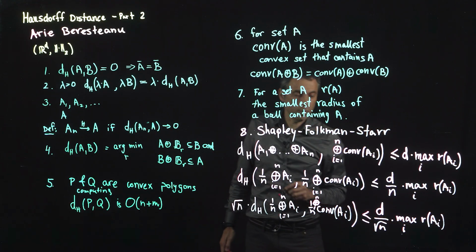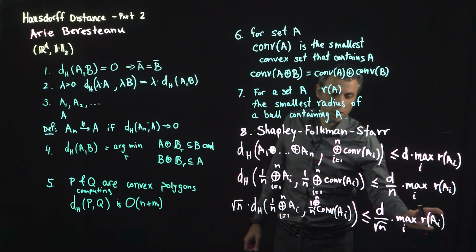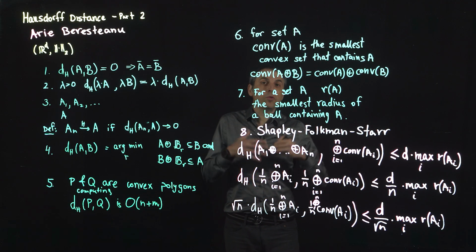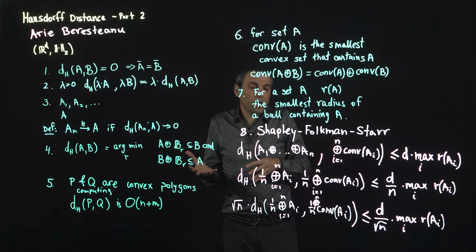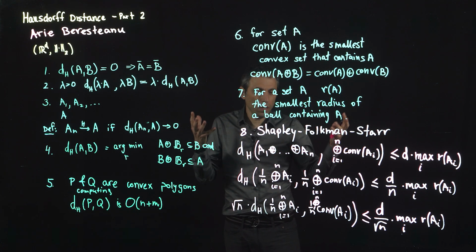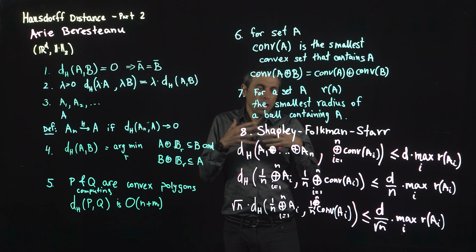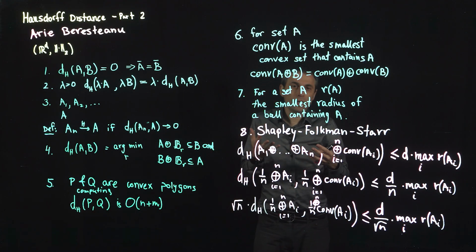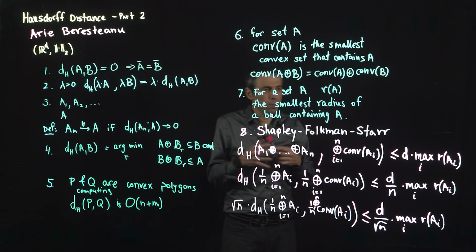And that's great, because as n goes to infinity, if the radius is bounded, then the expression on the right-hand side goes to 0. Okay, so asymptotically, whether I average the sets or I average their convex hulls is the same. So from the asymptotic perspective, I can basically treat A as convex, or just take the convex hull of them, and that will be the same.